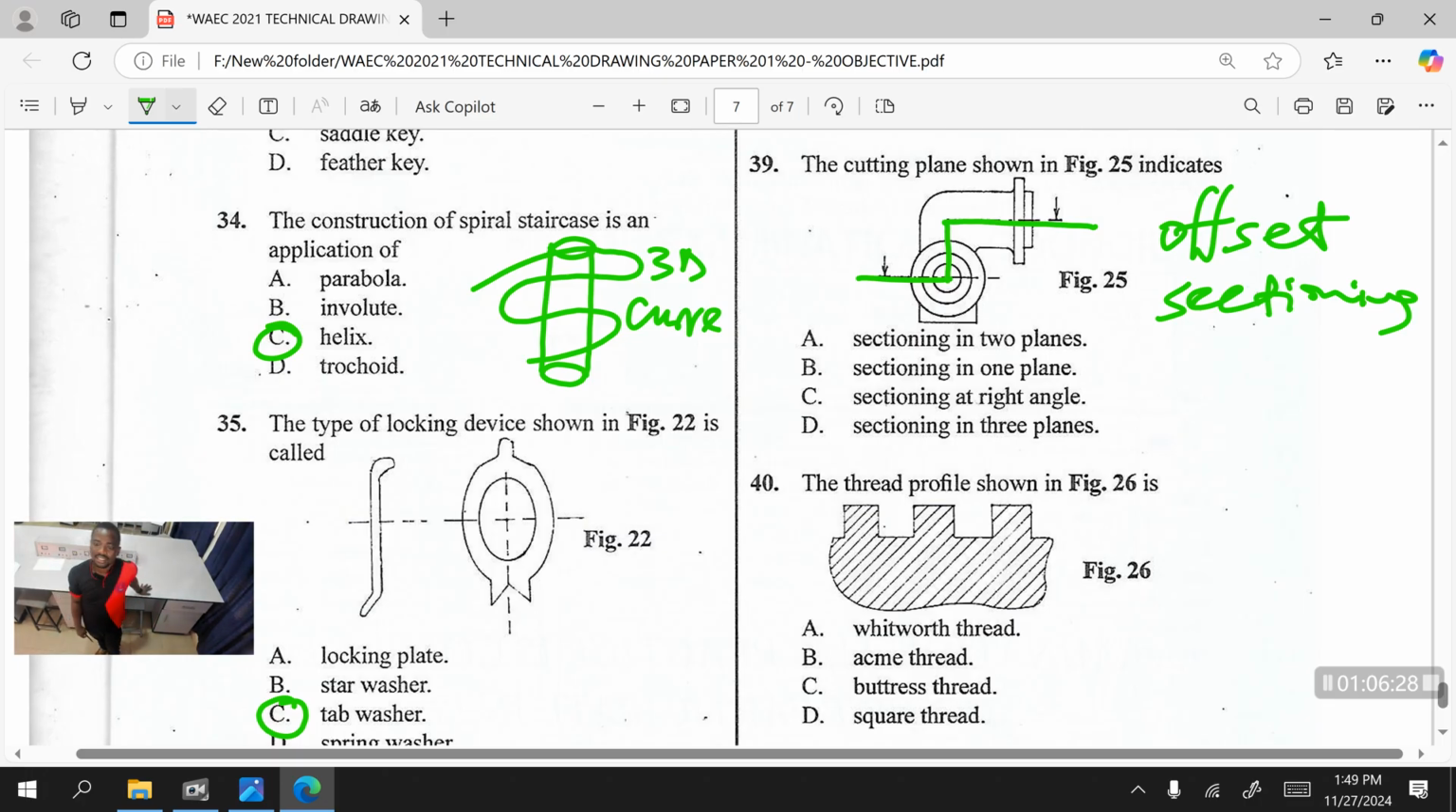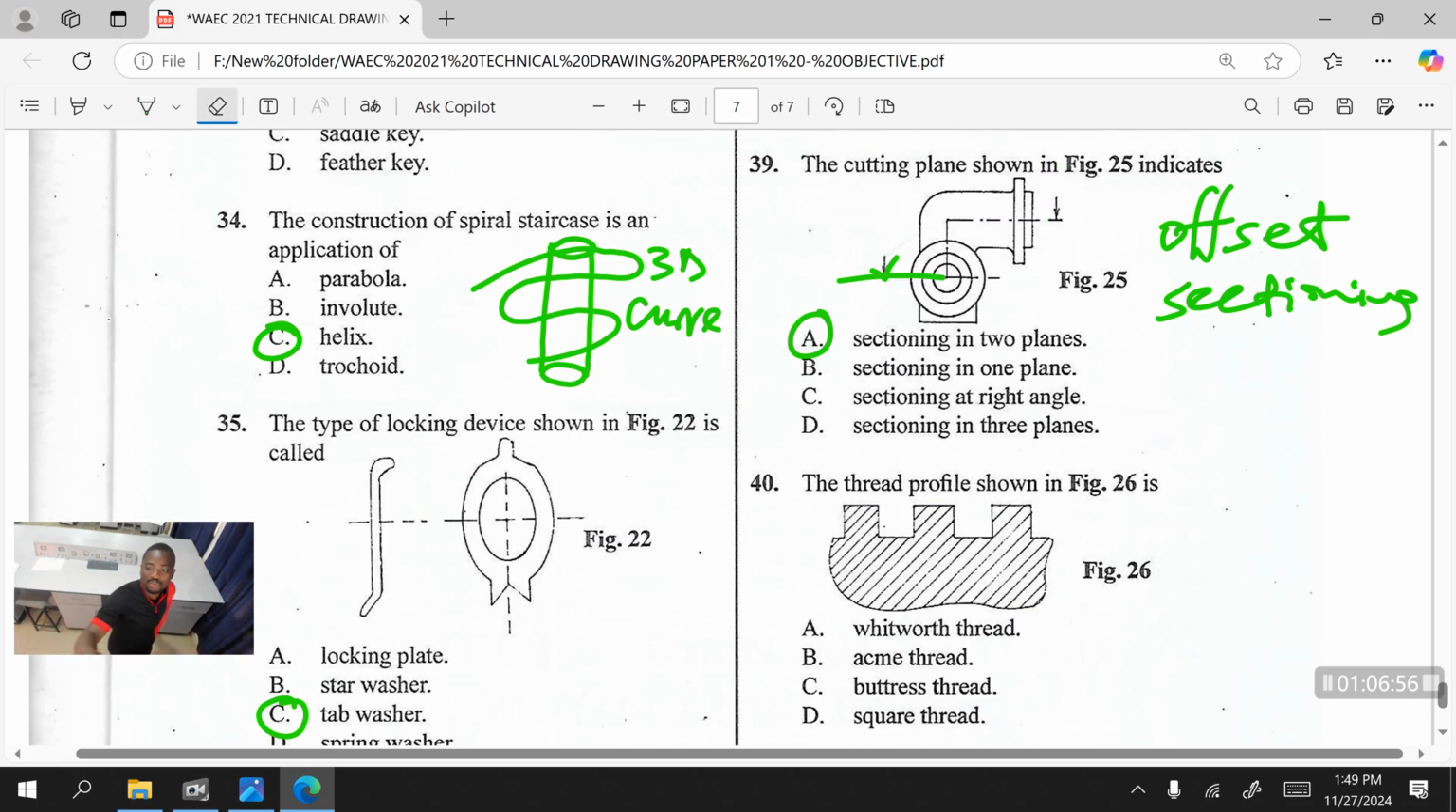So how many cutting planes are being used? That's what they're asking us. Look at it. This is one plane and this is another plane. 1, 2. Do you see it now? So that is A, sectioning in 2 planes. Assuming it goes entirely.